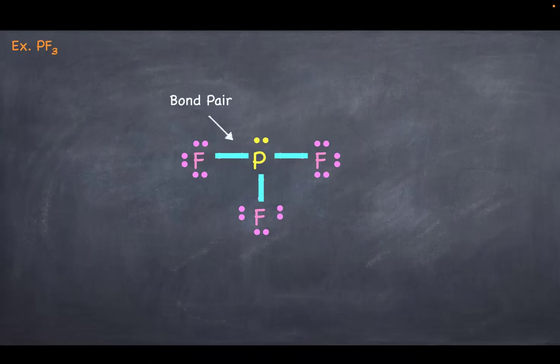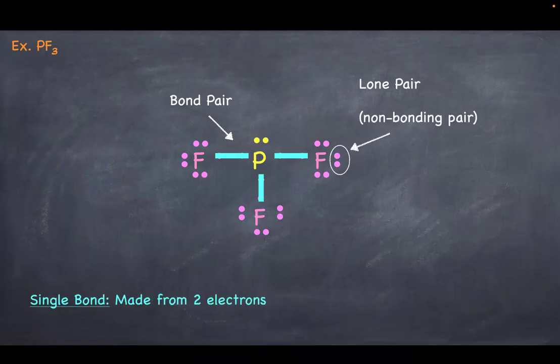A single bond is made from a pair of electrons. And these electrons that are involved in bonding, we call a bond pair because it's made from a pair of electrons and it's involved in bonding. However, we have some electrons on the outside atoms or even on P that are also in the form of a pair, but not involved in bonding. We call them a lone pair or a non-bonding pair. So here we can say each fluorine has 3 lone pairs on it, and it's also connected with a bond pair to the phosphorus atom in the center. So a single bond is made from a pair of electrons being shared between 2 atoms.